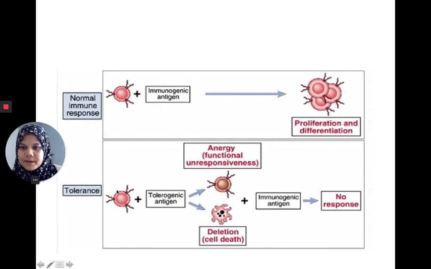So here's a comparison of a normal immune response versus tolerance. Here's your lymphocyte and the receptors. It encounters an immunogenic antigen, bam, it gets activated, and then it proliferates, differentiates, and becomes effector cells. But if it encounters a tolerogenic antigen, or a tolerogen, that induces anergy, which means it doesn't respond. So it will either cause deletion or cell death, or just no response, really.